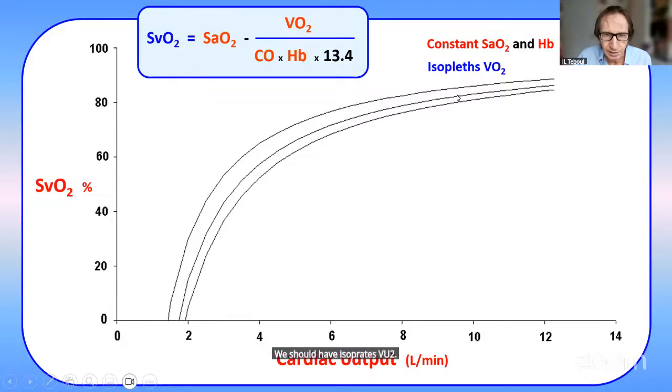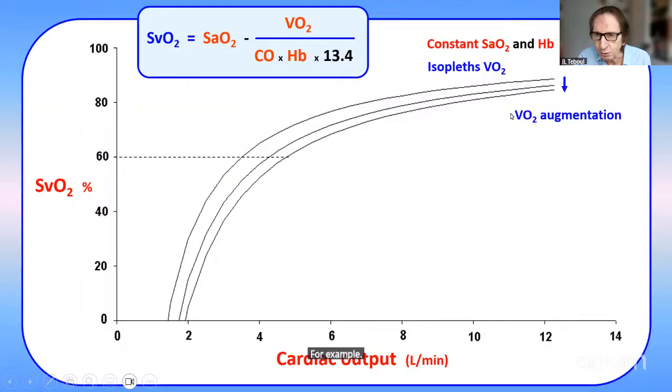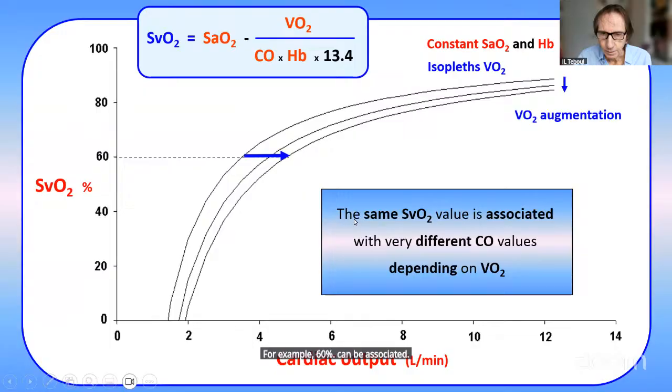I mean, a different relationship between SVO2 and cardiac output, for example, for a decrease in oxygen consumption. The shape is a little bit different, and therefore, a given value of SVO2, this is very important, for example 60%, can be associated with different values of cardiac output, depending on this value of VO2.